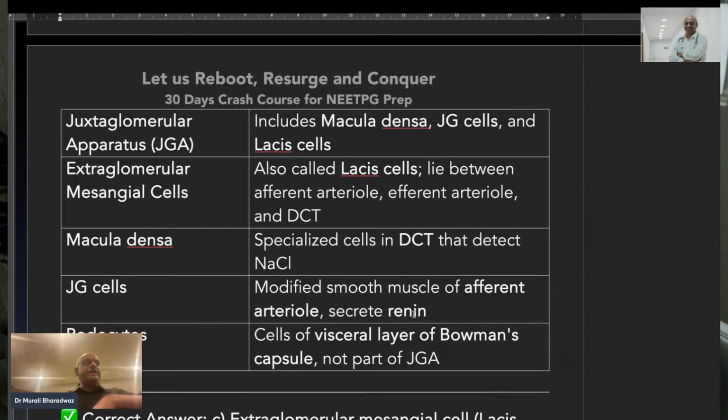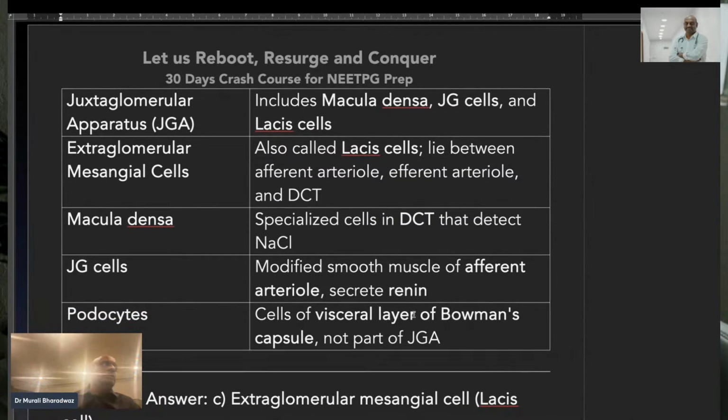Afferent arteriole, efferent arteriole. These two plus the distal convoluted tubule, the confluence point of these three is the juxtaglomerular apparatus. One question was asked: is it near the afferent or near the efferent arteriole? Near the efferent. The juxtaglomerular apparatus is near the efferent, at the exit point.